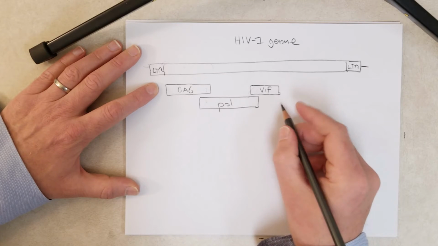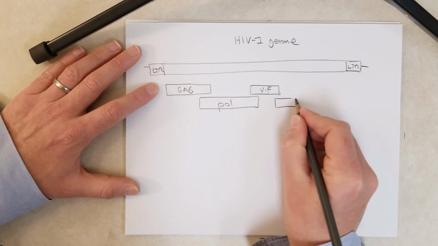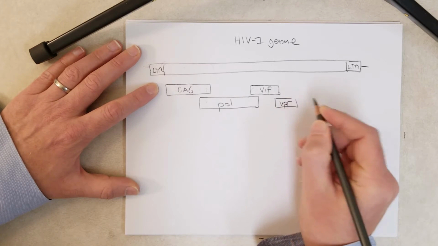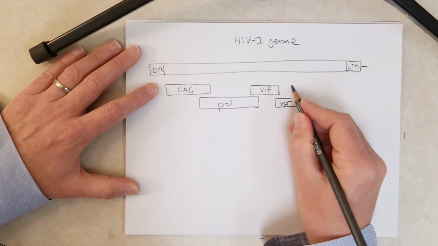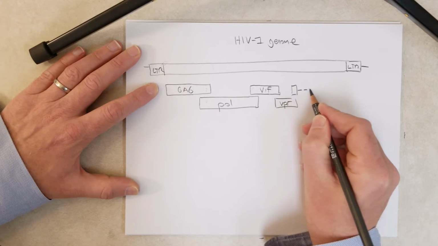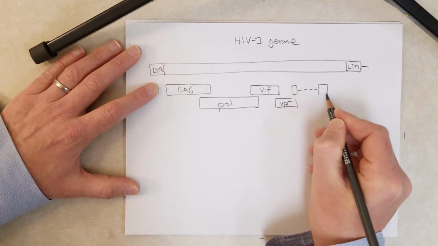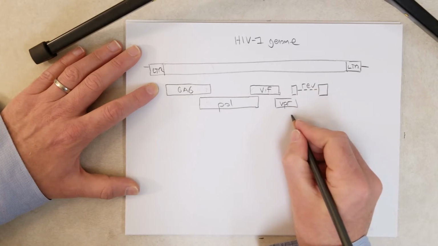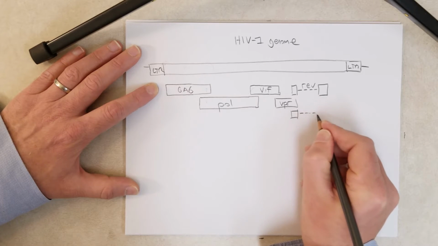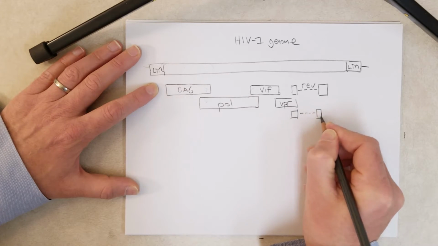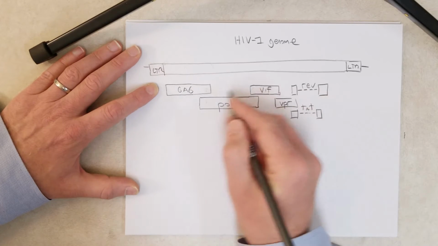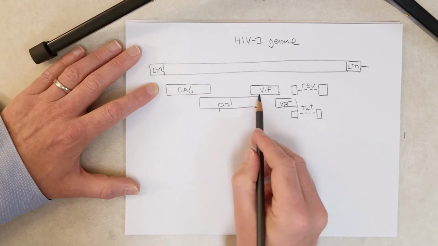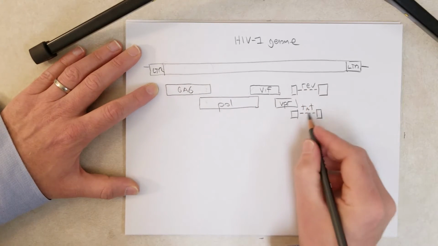So we have some overlap here. We have some overlap here with VPR. And then there are some introns that are removed to give us messenger RNAs that can give us the REV protein and the TAT protein. This is an approximate diagram, right? The exact positions of these overlaps might be off.